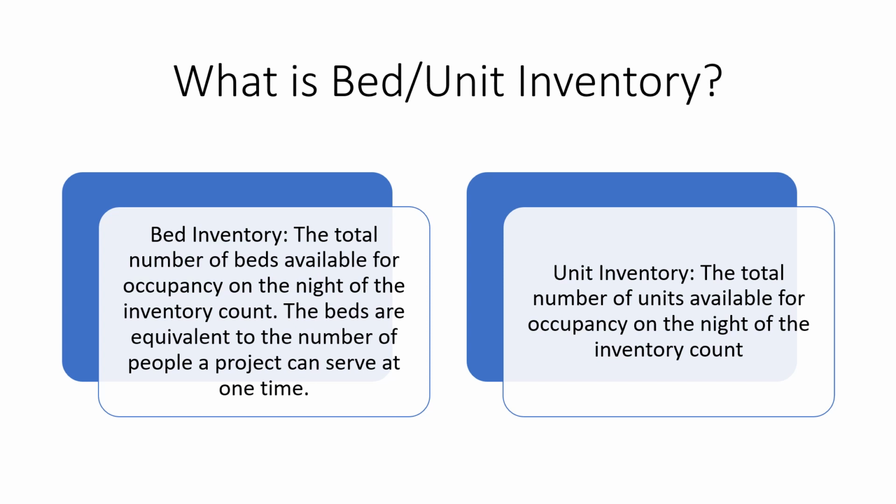What is the unit inventory? The unit inventory is the total number of units available for occupancy on the night of the inventory count. Projects that do not have a fixed number of units may record the bed inventory, the number of residential facilities operated by the program, or the number of rooms used for overnight accommodation.